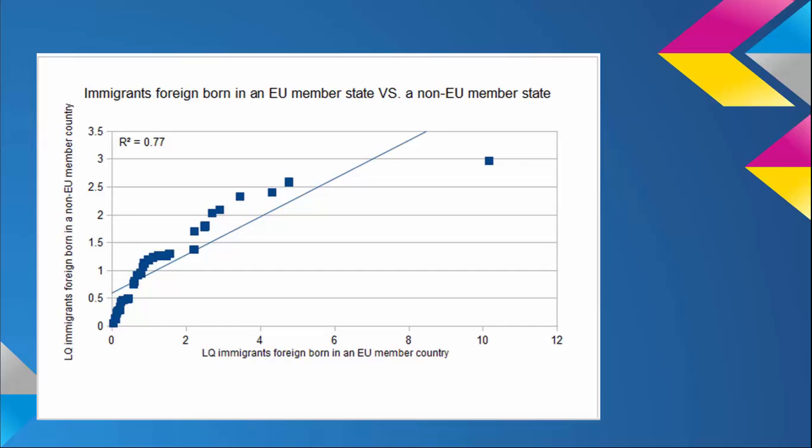I created a scatter plot to show the correlation between the immigrants foreign-born in a non-EU member country versus an EU member country. As you can see, the correlation is very strong. It's almost 1 in 7, or 0.77, and it's also a positive correlation between the two.